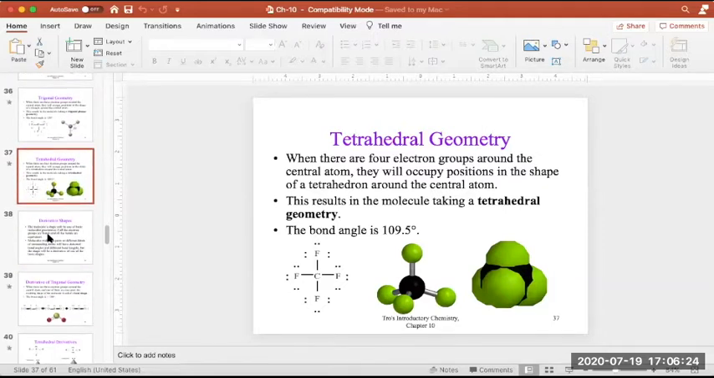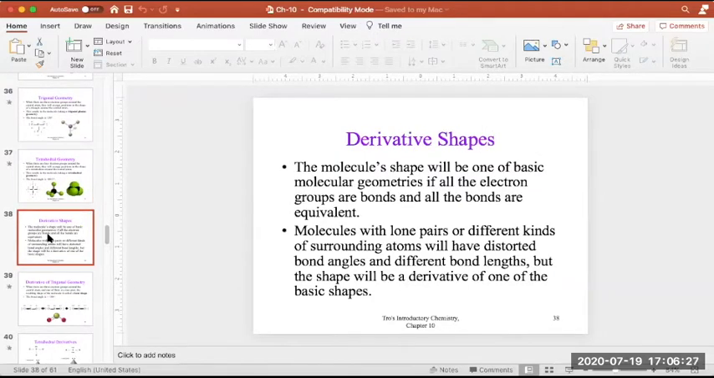Okay, so now we already learned the three most basic structures, but sometimes there are different shapes beside linear, triangular planar, and tetrahedral. There are some other shapes that you need to know, and why there are other shapes besides these. So let me ask you, let's say if I give you one example, let's say you have water, H2O, the simple molecular structure, right?